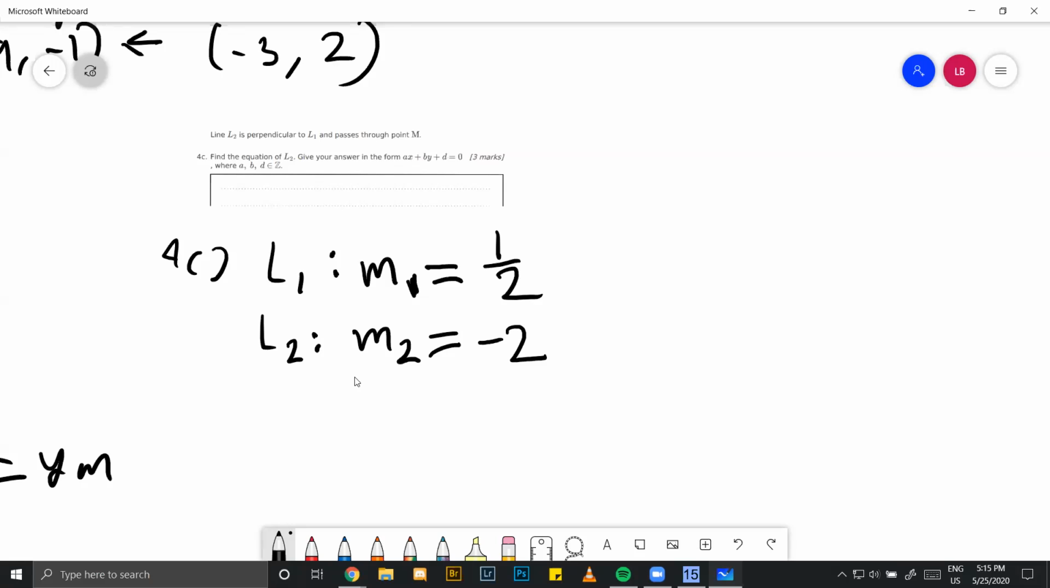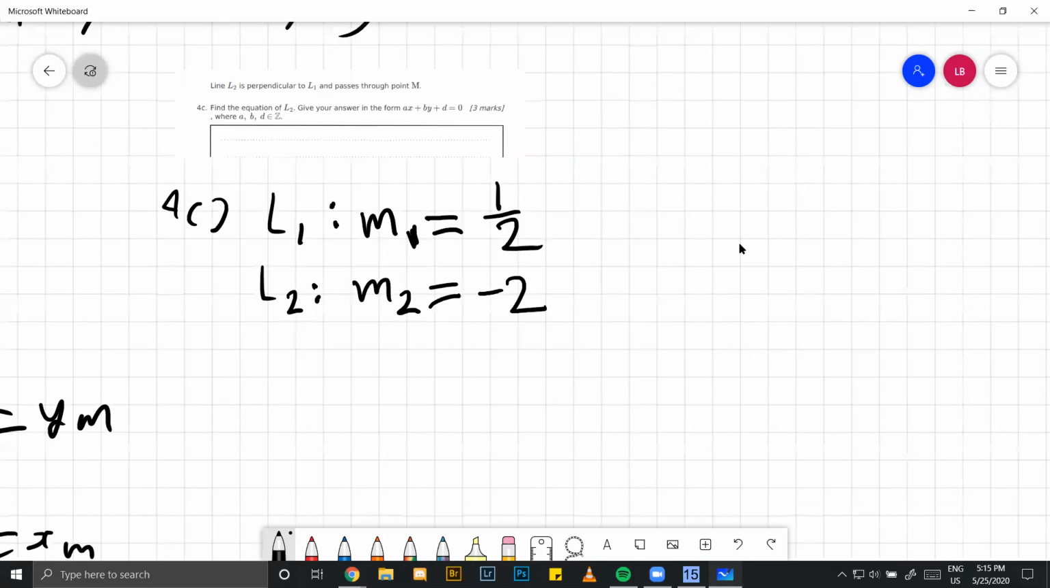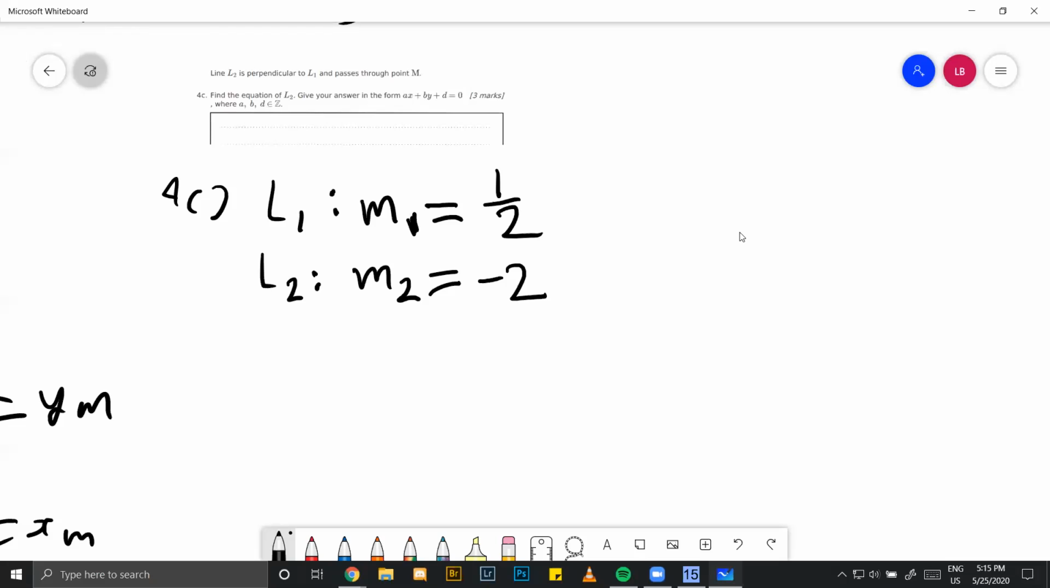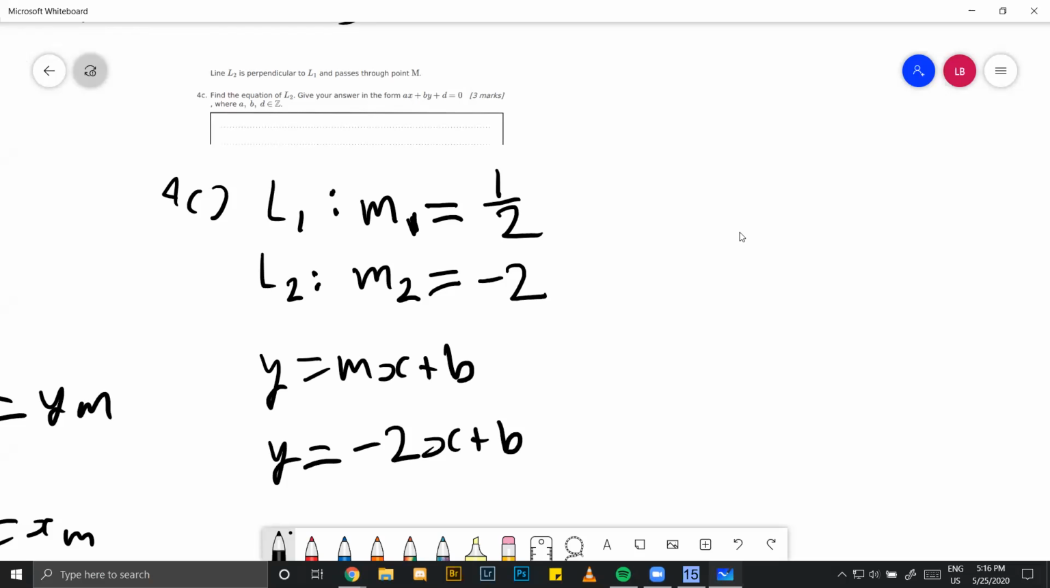It's asking us to find the equation for L2, giving the answer in the form ax plus by plus d. Forgetting about the form first, let's just find the equation. We've already done a major step: M2 is equal to -2. The general form is y equals mx plus b, or mx plus c depending on how you've done it. We know m, so y is equal to -2x plus b.